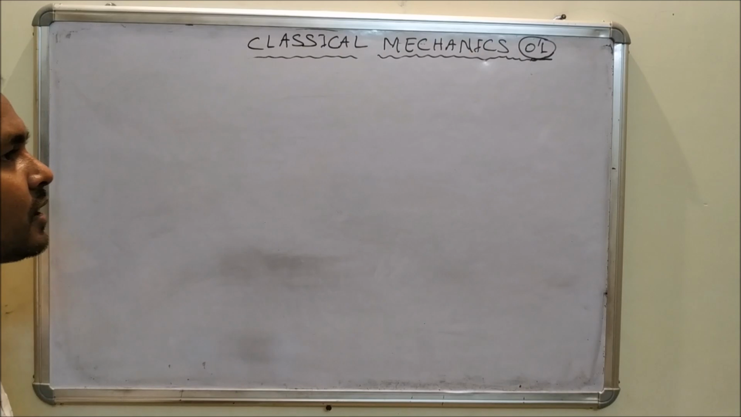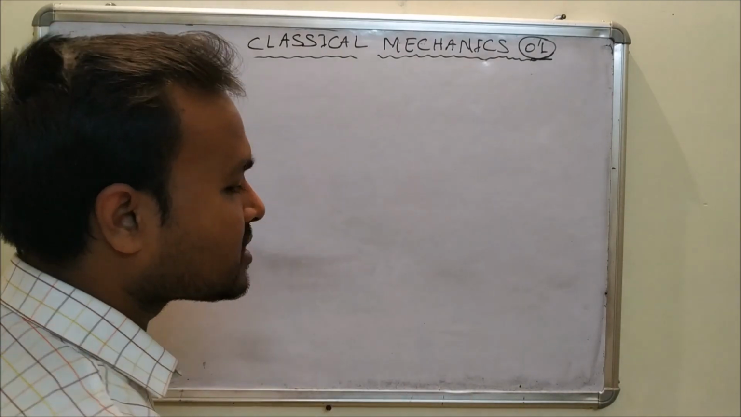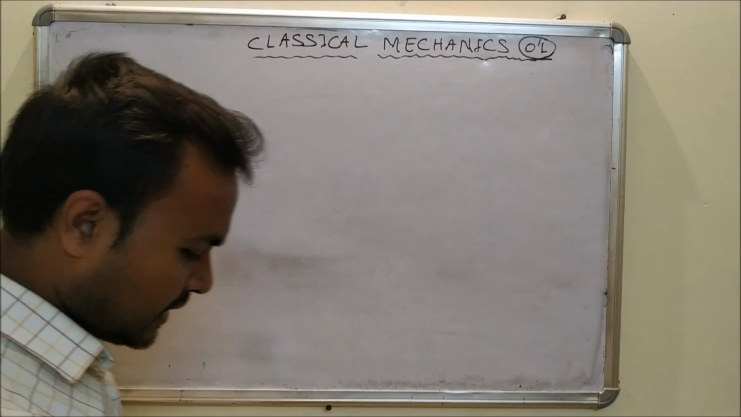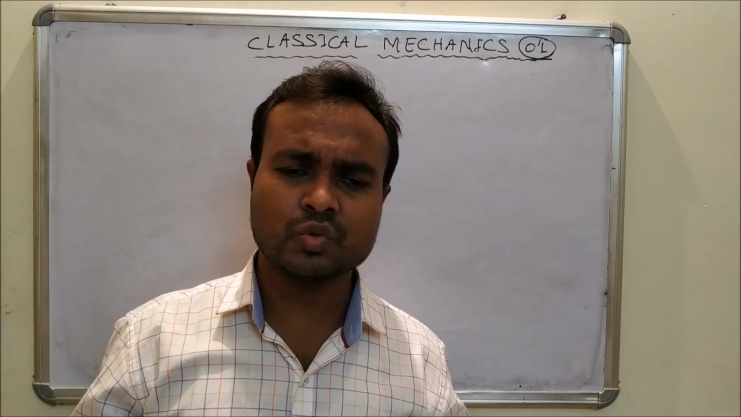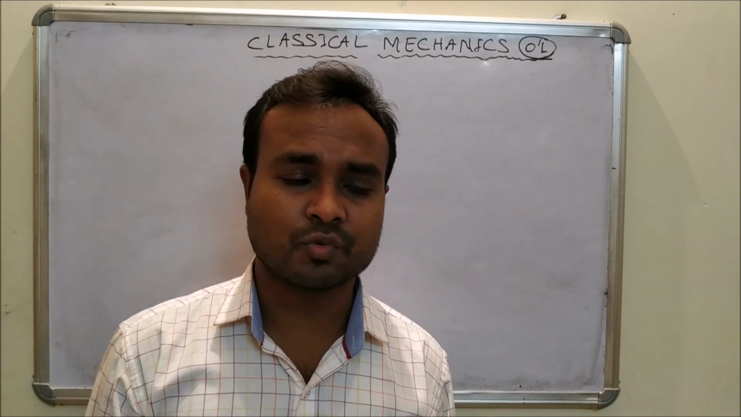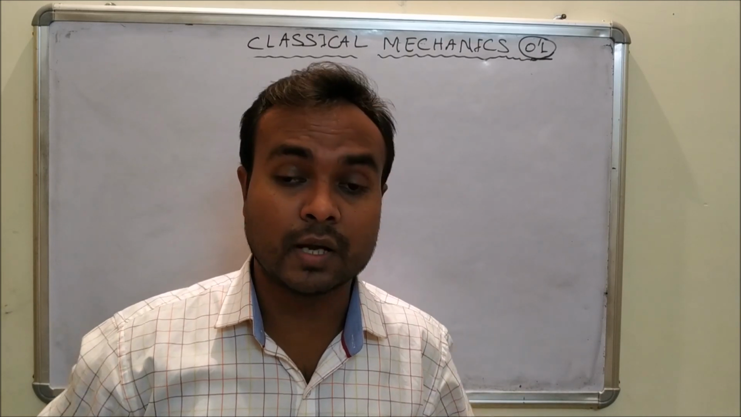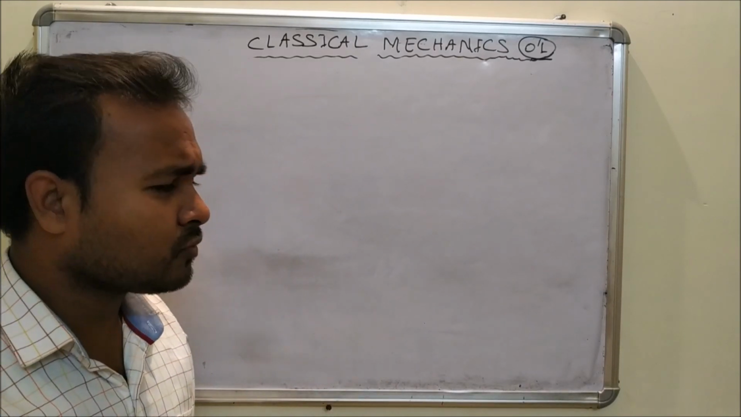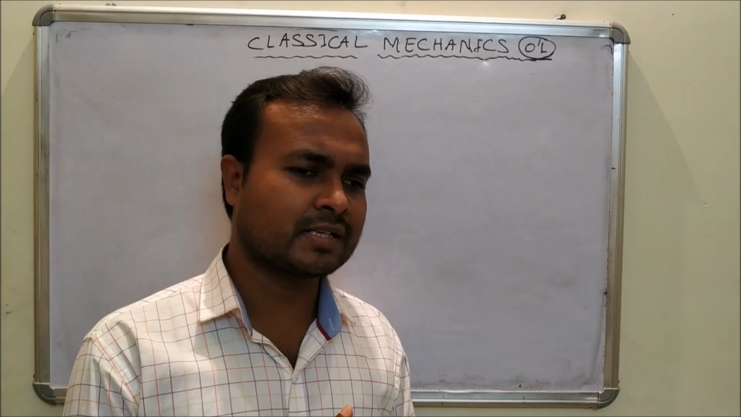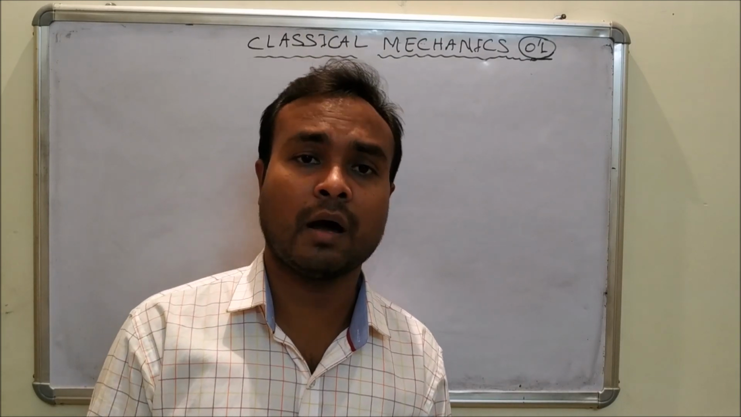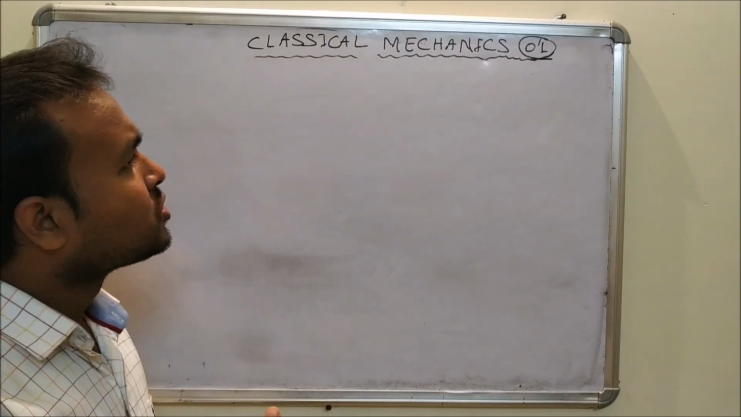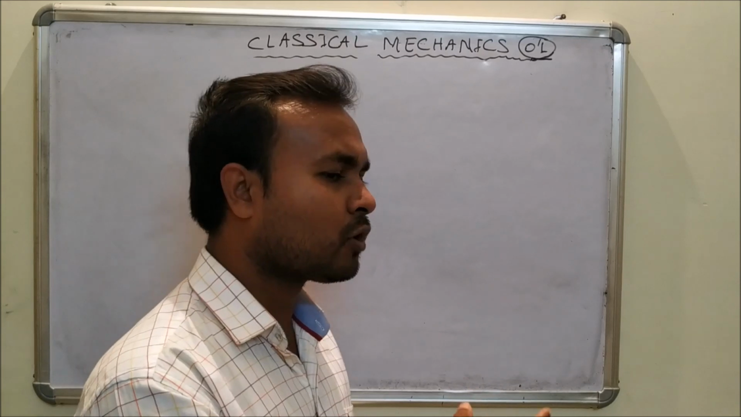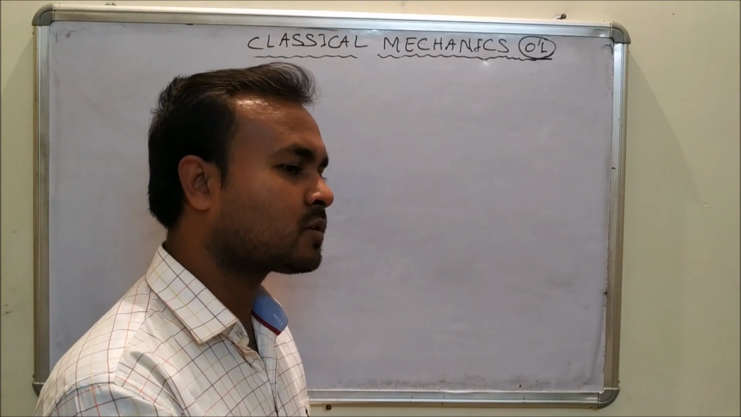The first class will be classical mechanics, which I've written here as one. In classical mechanics, there are two branches: one is Newtonian mechanics and another is Lagrangian dynamics. First of all, why do you need the Lagrangian formulation, or the Hamiltonian formulation? The problem which we will discuss here using the Lagrangian formulation, the same problem we can also discuss by Newtonian mechanics.